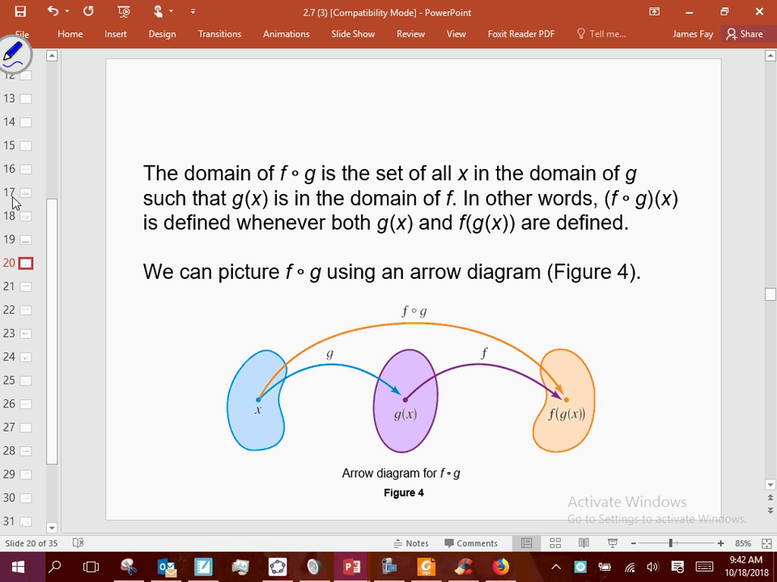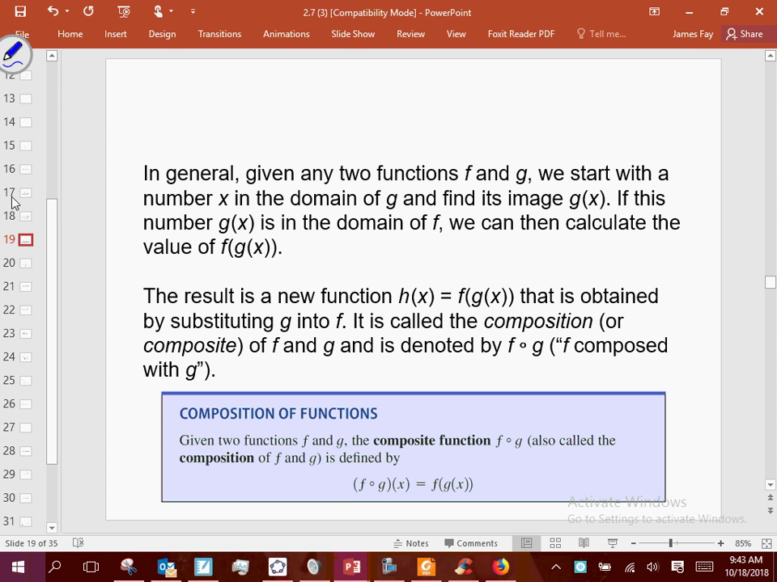Well, that's going through two separate machines. The idea of a composite says take your value from your blue bubble, take your blue input value, run it through f composed of g, and it automatically spits out your output for the composite. Okay, it effectively runs it through two machines. So that's kind of the logic or the understanding of what we're doing here.